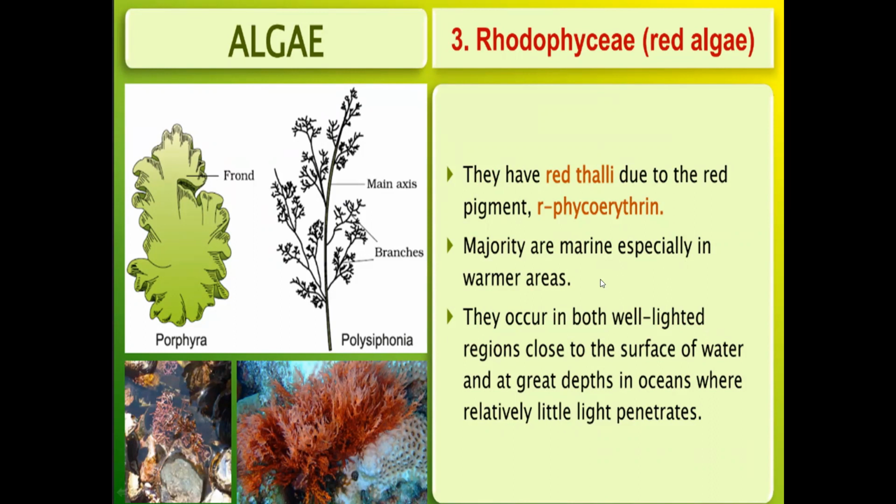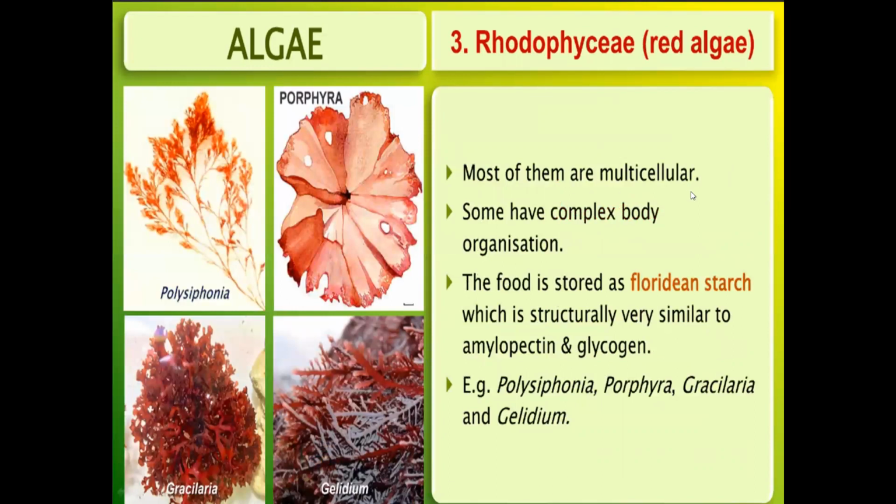Majority of them are marine, especially in warmer areas. They occur in both well-lighted regions close to the surface of water as well as deep inside the ocean. Examples are Porphyra and Polysiphonia. Most of them are multicellular. Some have complex organization, which means somewhat like leaf, root, and stem. Otherwise, it is just one thallus.